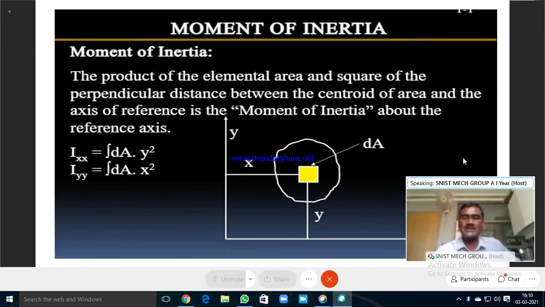You please note down this particular slide and this diagram also. Both reflect the same. The product of the elemental area and the square of the perpendicular distance between the centroid of the area and the axis of reference is the moment of inertia. That means you see that y dA times y, that is y square dA. So it is moment of area, or second moment of area, or it is also called moment of inertia. Moment of inertia term we are using; inertia is connected with the dynamics part of it.